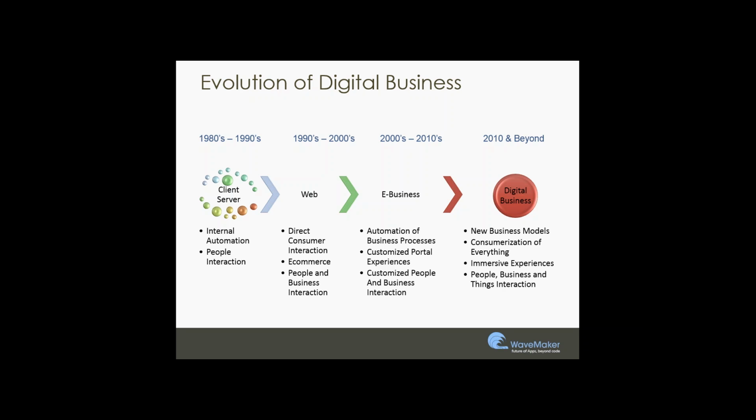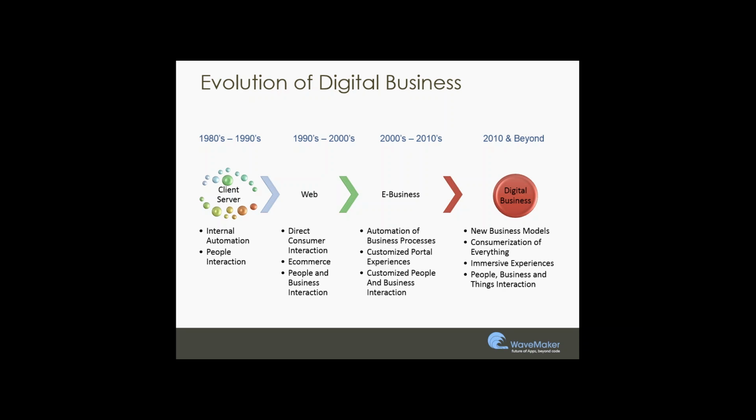In order to understand digital transformation, now let's take a step back and talk about digital business. Since the 1980s, we saw the emergence of client-server systems. Back then, enterprises used these systems to automate their internal processes and to create people interaction among themselves. Then in the 1990s, we saw the emergence of the web and e-commerce, and that's where we saw a direct consumer interaction between people and businesses. Then came the 2000 era, and we saw a lot of automation of existing business processes and workflows, and being able to create customized experiences between people and businesses.